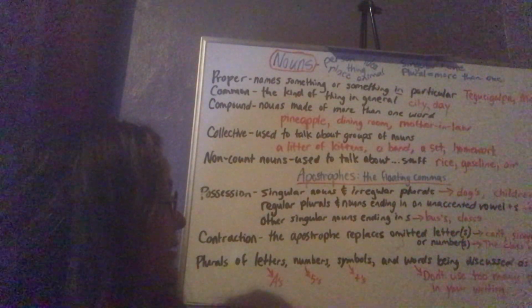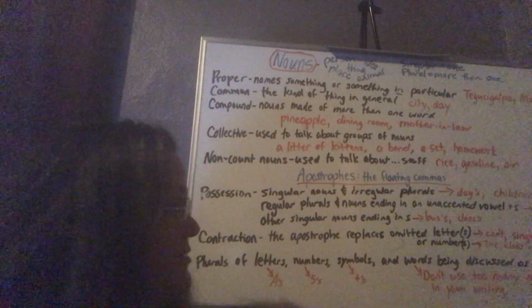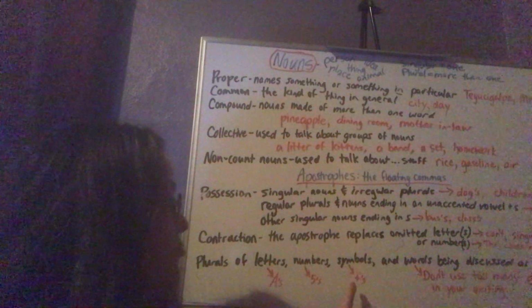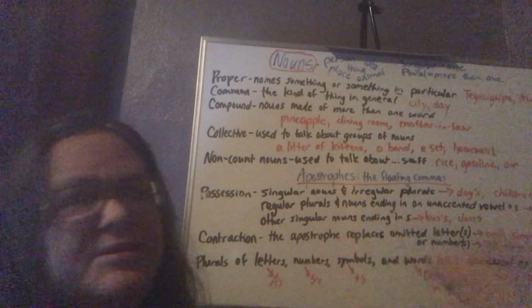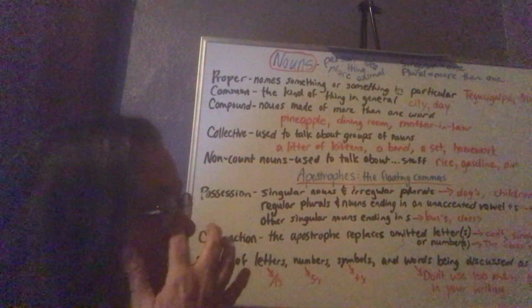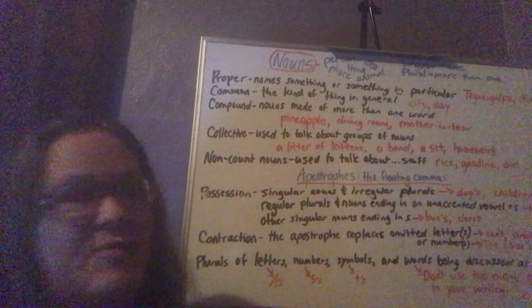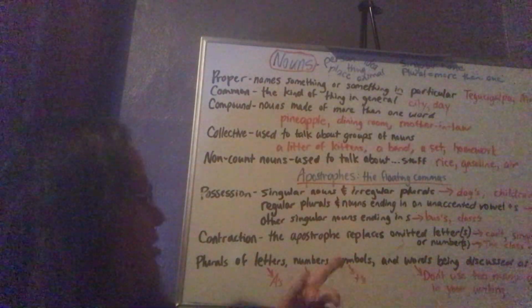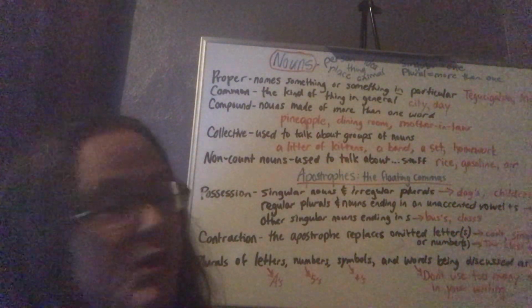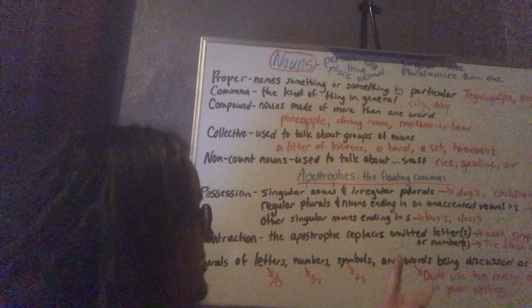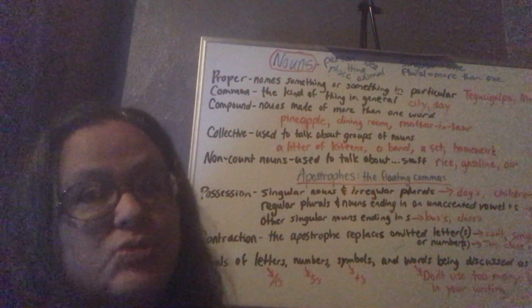Symbols, so pluses and minuses and things like that. You could put the symbol, like, don't use pluses in your writing. If I were to write that, I would put the symbol plus, because the symbol is what I'm talking about, not the actual word. Plus apostrophe S. And words being discussed as words.